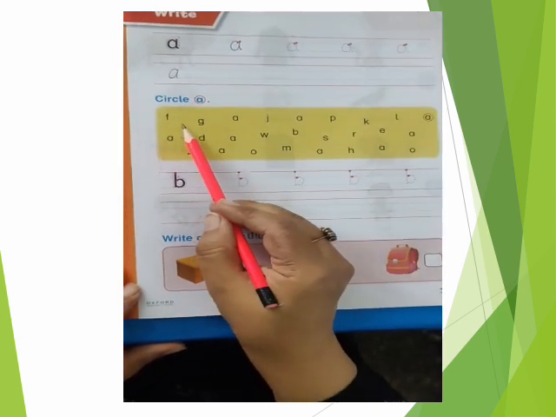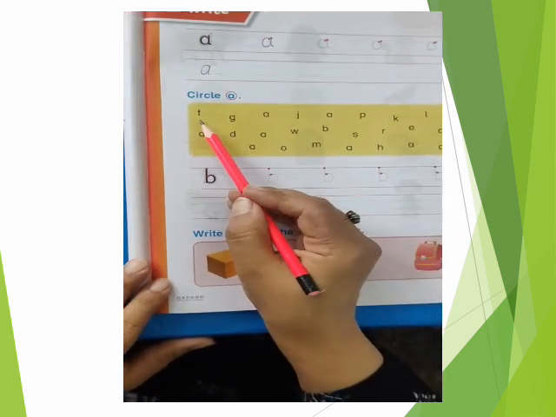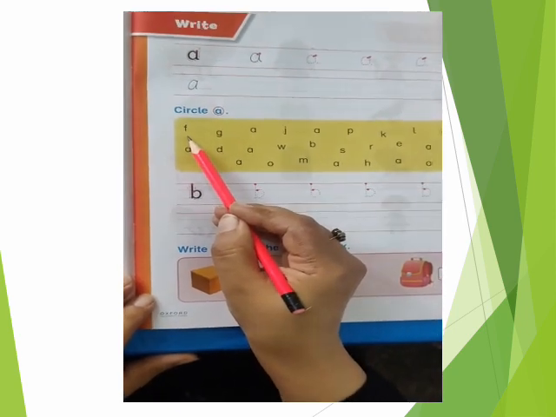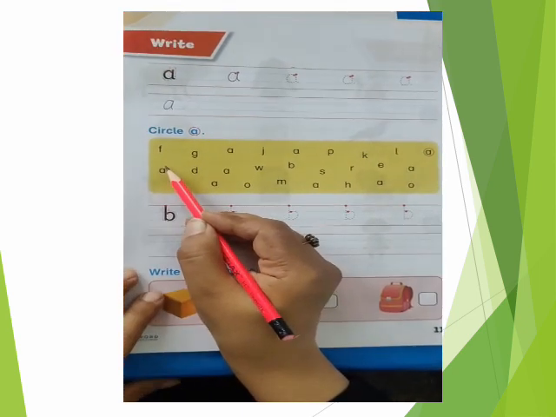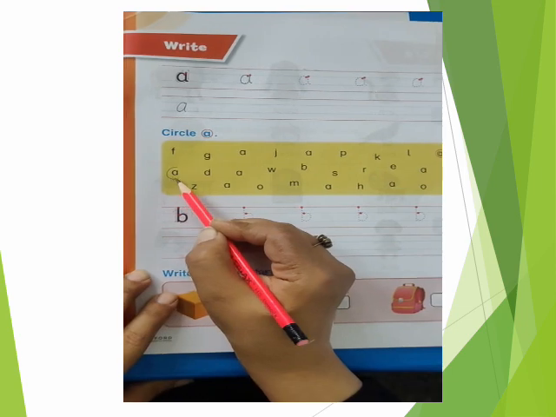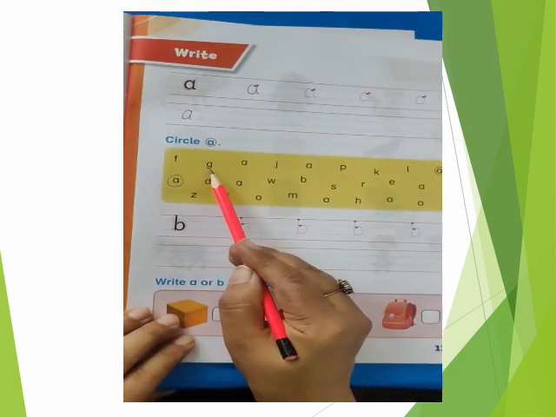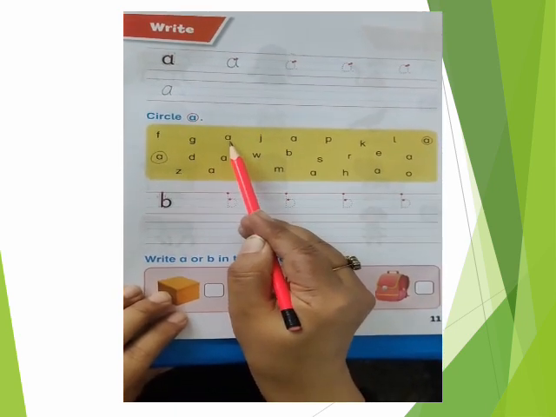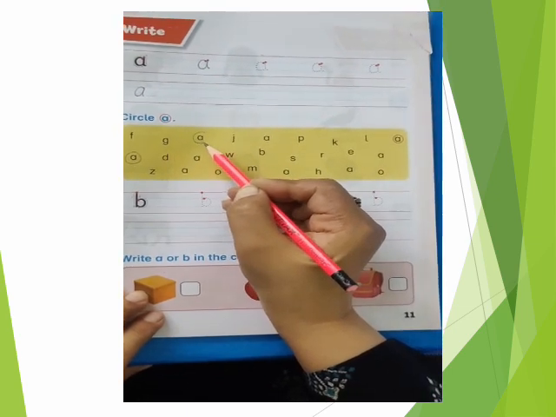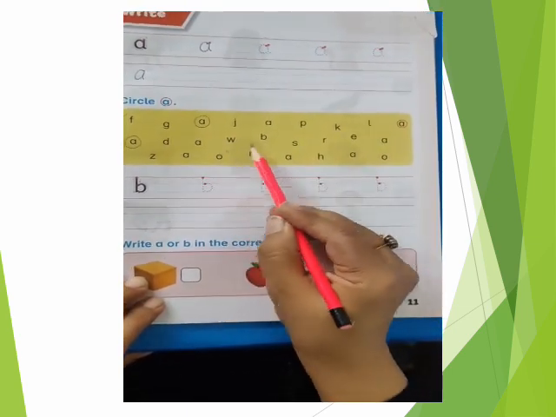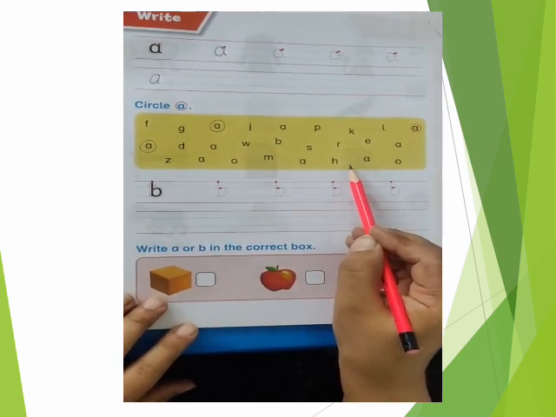Now start from here. Whenever you see an A, you have to circle it. Is this A? No, this is F. This is A? Yes, this is A. We find one A. Okay, now circle the A. Next move to the next line. It's G. Yes, we find another A. Now circle this one. Then complete the whole box and find out how many A's you find in the box.